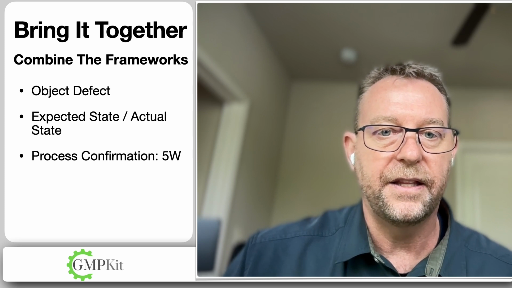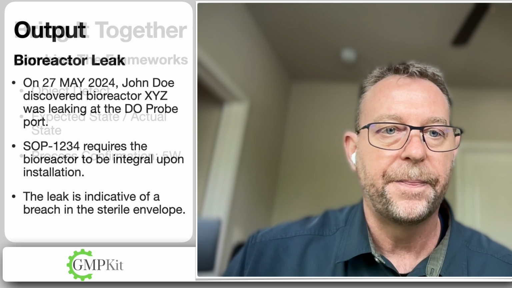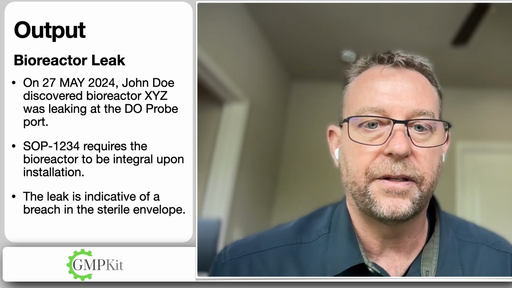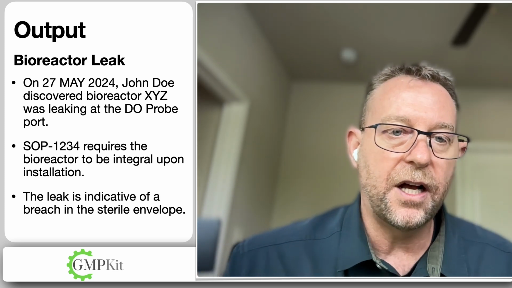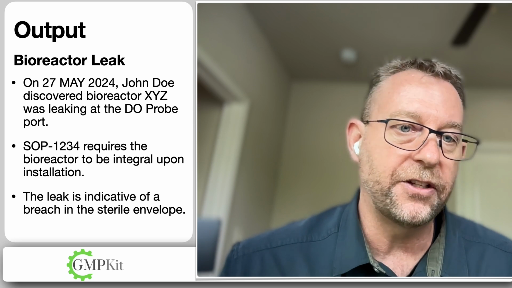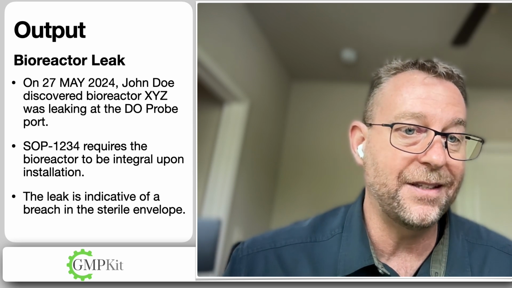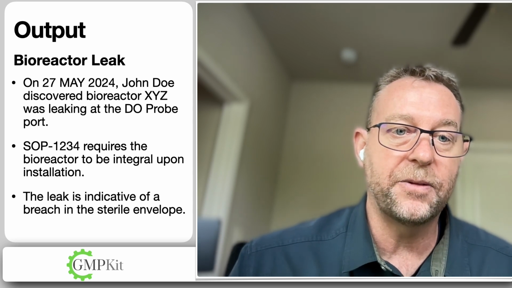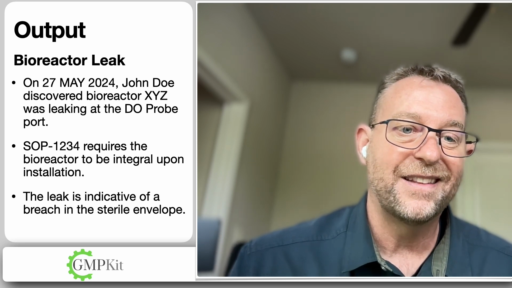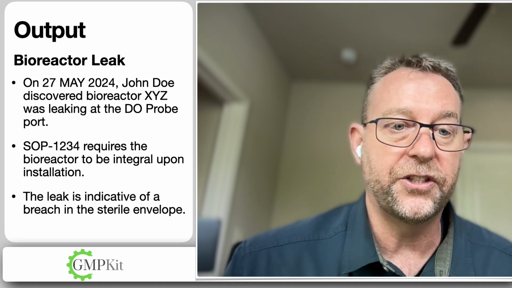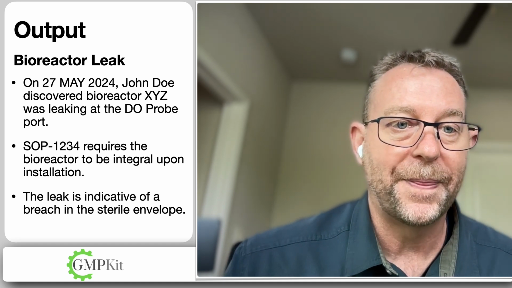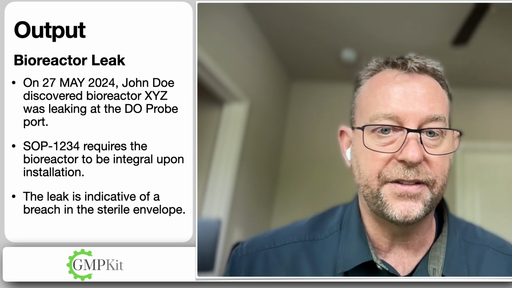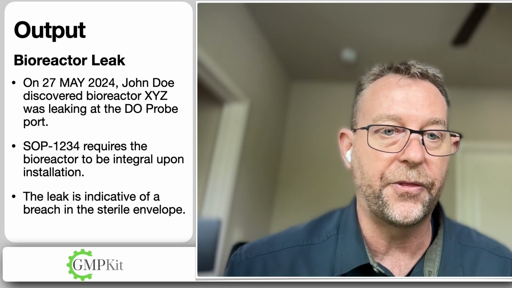All right. So what does this look like? Here is an example output using our problem statement formula. On 27th of May 2024, John Doe discovered bioreactor XYZ was leaking at the DO probe port. SOP 1234 requires the bioreactor to be integral upon installation. The leak is indicative of a breach in the sterile envelope. So we've got object defect in the first bullet, we've got expected state in the second bullet, and we've got the actual state in the third bullet.